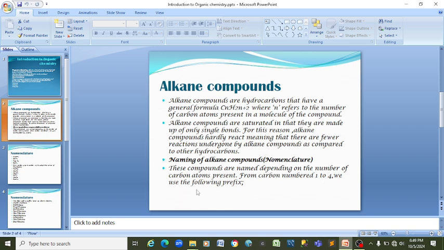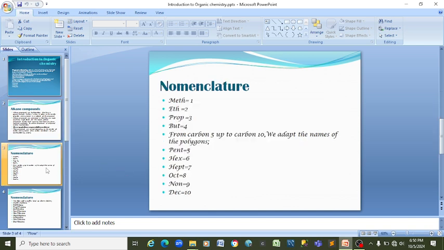Here we are going to use the following prefixes. For one carbon atom it is meth. When it has 2 carbon atoms, we call it eth as the prefix, and when it has 3, it will have prop as the prefix, and when it has 4 carbon atoms, then it will have but as the prefix. That is not a complete name yet, because the complete name is going to have the prefix and the suffix as well.